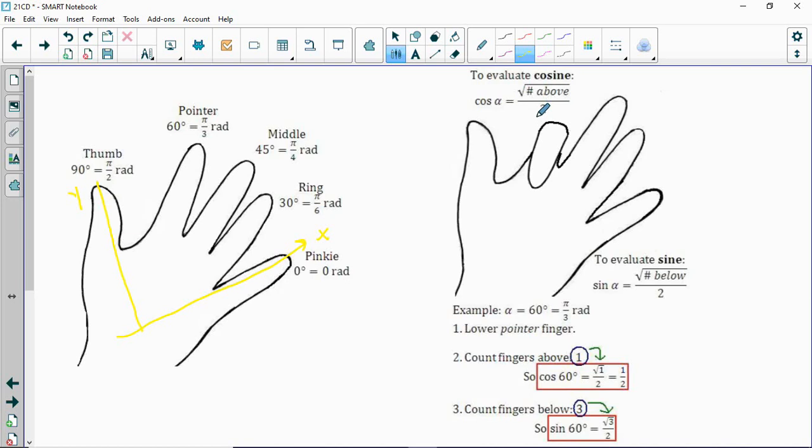If we want the sine of 60 degrees, the rule is taking the square root of the number below that finger. How many are below it? 3. So the sine of 60 degrees is going to be the square root of 3 divided by 2. So that's kind of neat. Some students in the past have really enjoyed this trick. Not everybody uses it, but it's something for you to think about. Of course, it only works when you're in the first quadrant. If you're in any other quadrant, then you need to think.